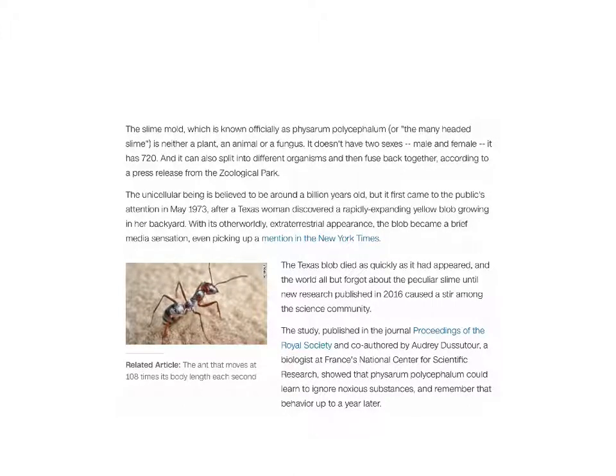Oh, and you may have seen this recently. Over the last week, I've been seeing a bunch of news articles about this slime mold, Physarum polycephalum, the many-headed slime. My wife sent this to me, because she read that it has 720 sexes. This one species has 720 different sexes. That's why she sent it to me, because I used to study sex chromosomes and sex determination. She said 720 sexes.